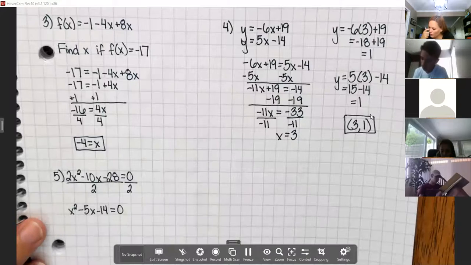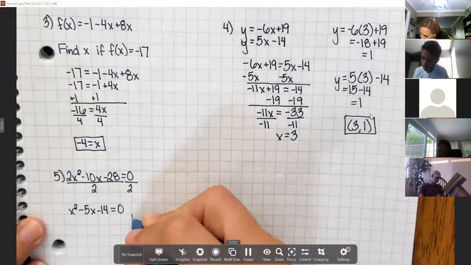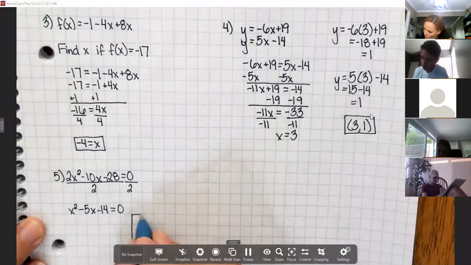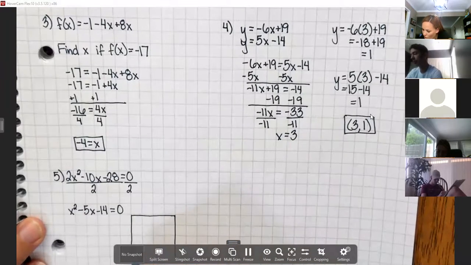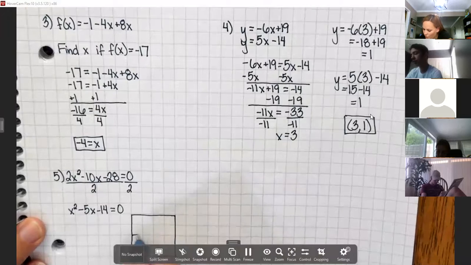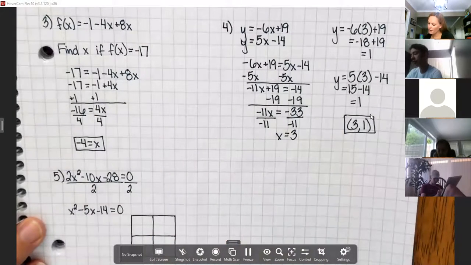So I'm going to factor this one. But you remember the quadratic formula always works. I'll do that one on the next problem though. So I wanted to just kind of review factoring here.